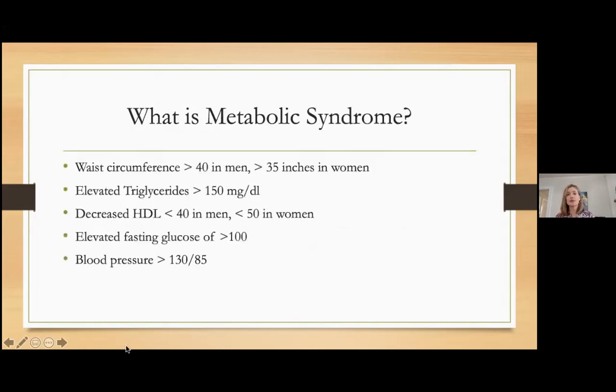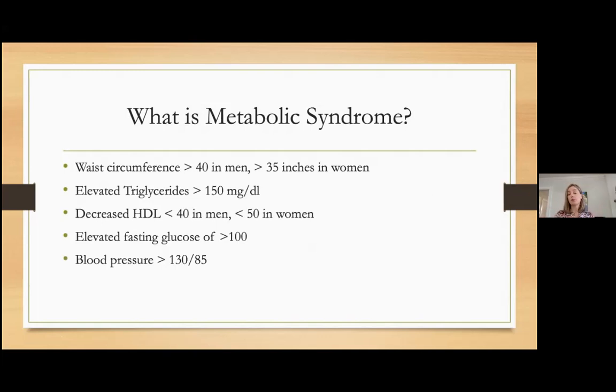And then, of course, another risk factor is something called metabolic syndrome. I'm curious if anyone is really familiar with metabolic syndrome, or maybe this is the first time you've heard it. Metabolic syndrome is a cluster of different risk factors. And there's 5 of them that really increase your risk for heart disease. And thank you, somebody replied to me that they hadn't heard of it. So I'm glad that we can talk about it now.